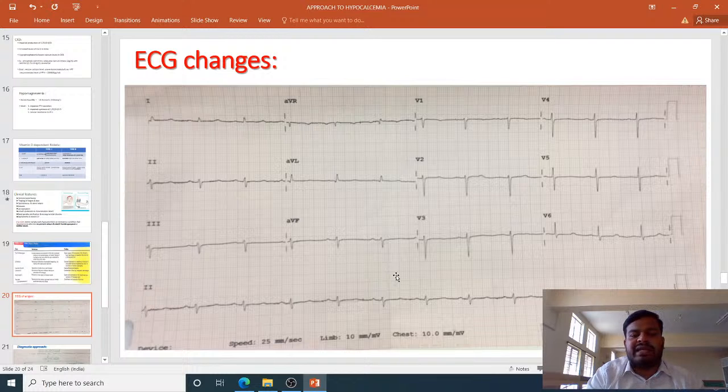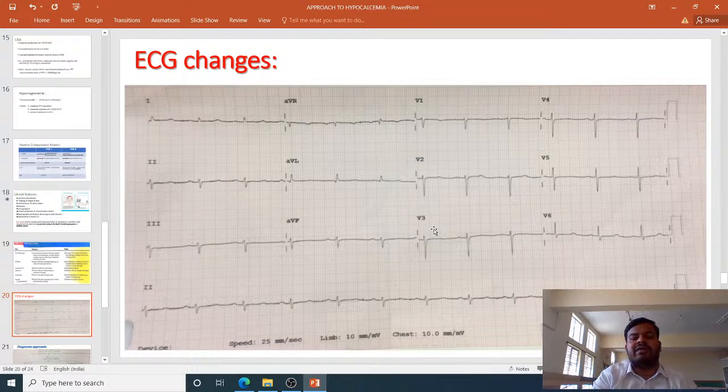So there are minor ECG changes. So there is a low complex in the ECG, and we'll see flattened T waves. So you can see the flattened T waves. Those are minor changes.